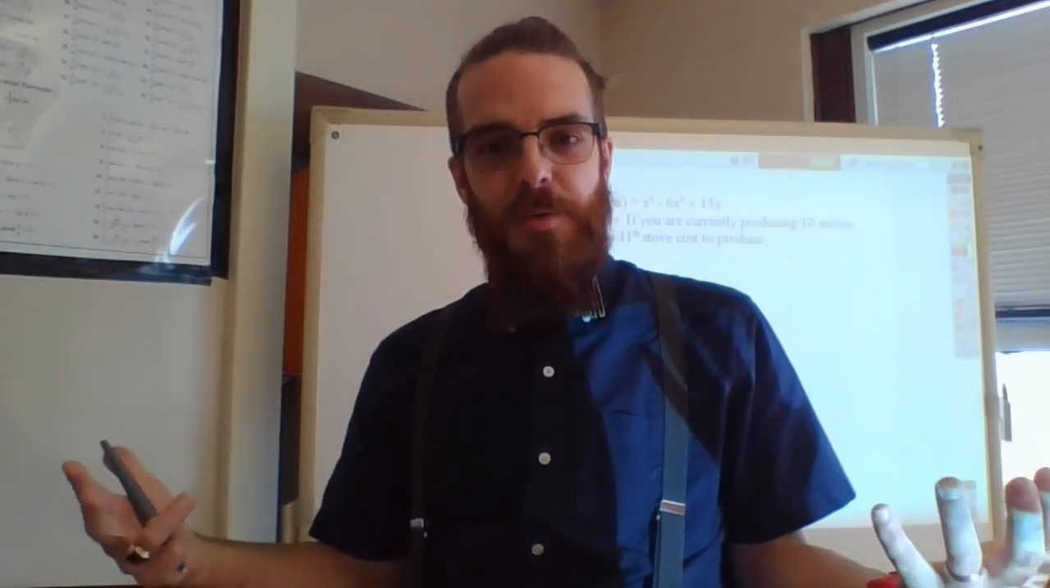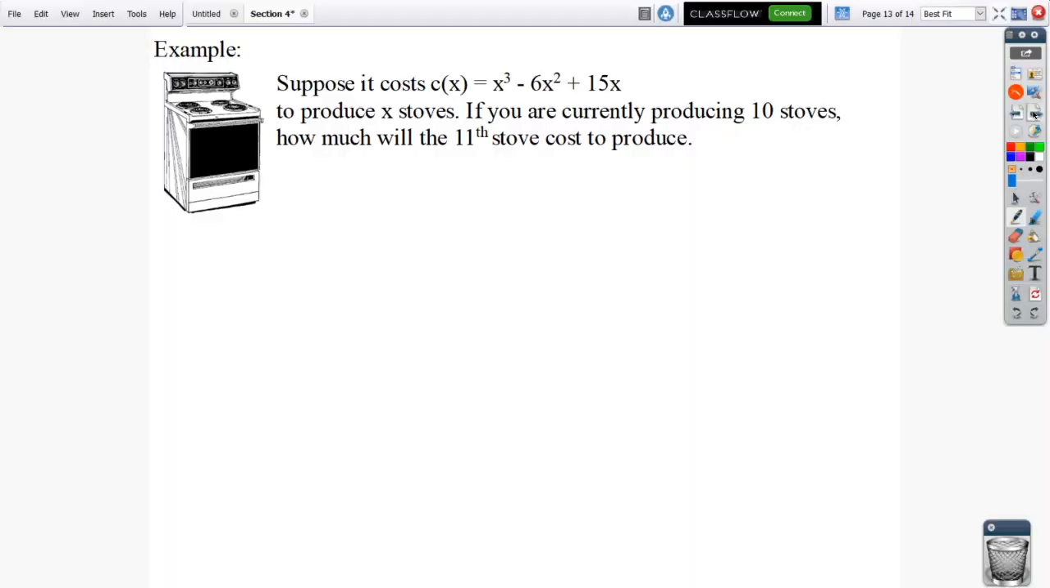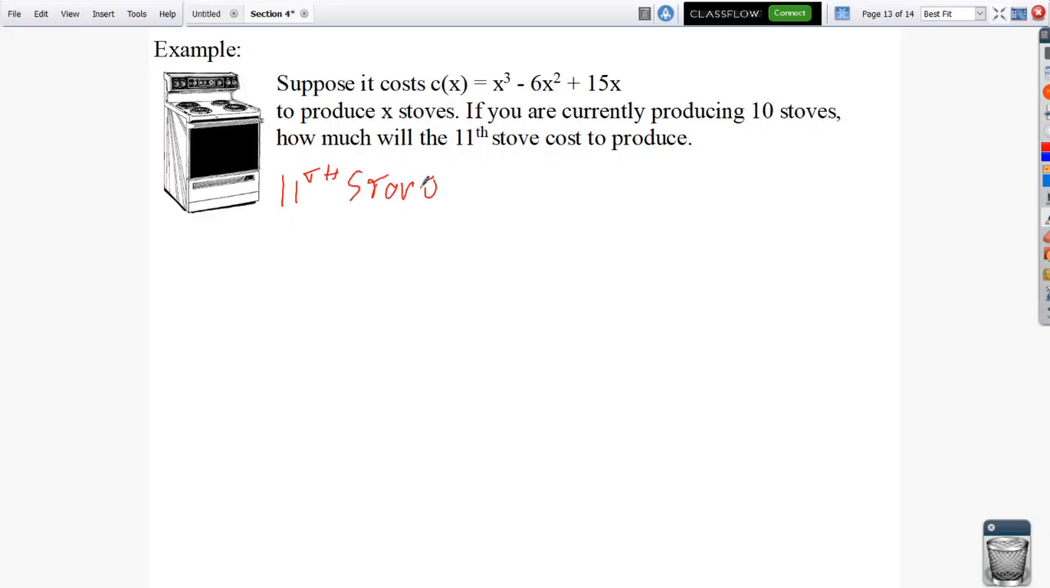Here's the tangible example. We're making stoves, all right? So let's just pretend that the cost for making C of X stoves is X cubed minus 6X squared plus 15X. X is the number of stoves. If you currently are producing 10 stoves, how much will the 11th stove cost to produce? So one way we can do this, you can find out how much it costs to make 11 stoves and take away 10 stoves, right?